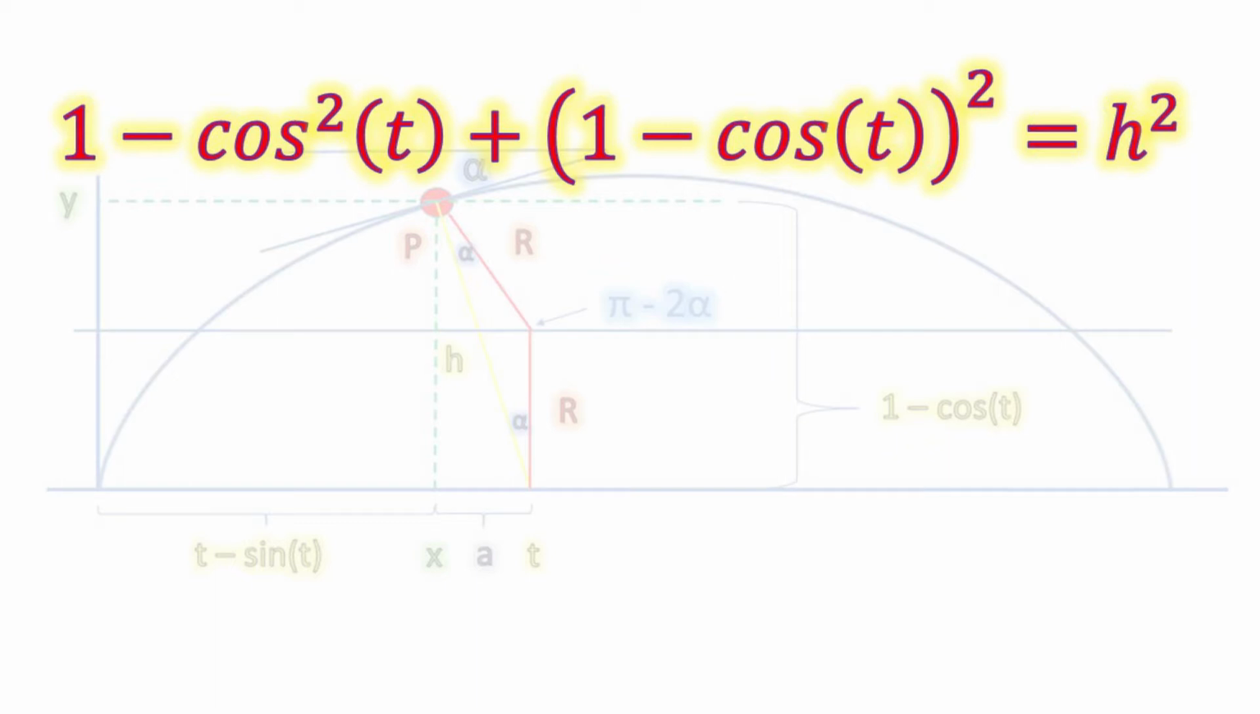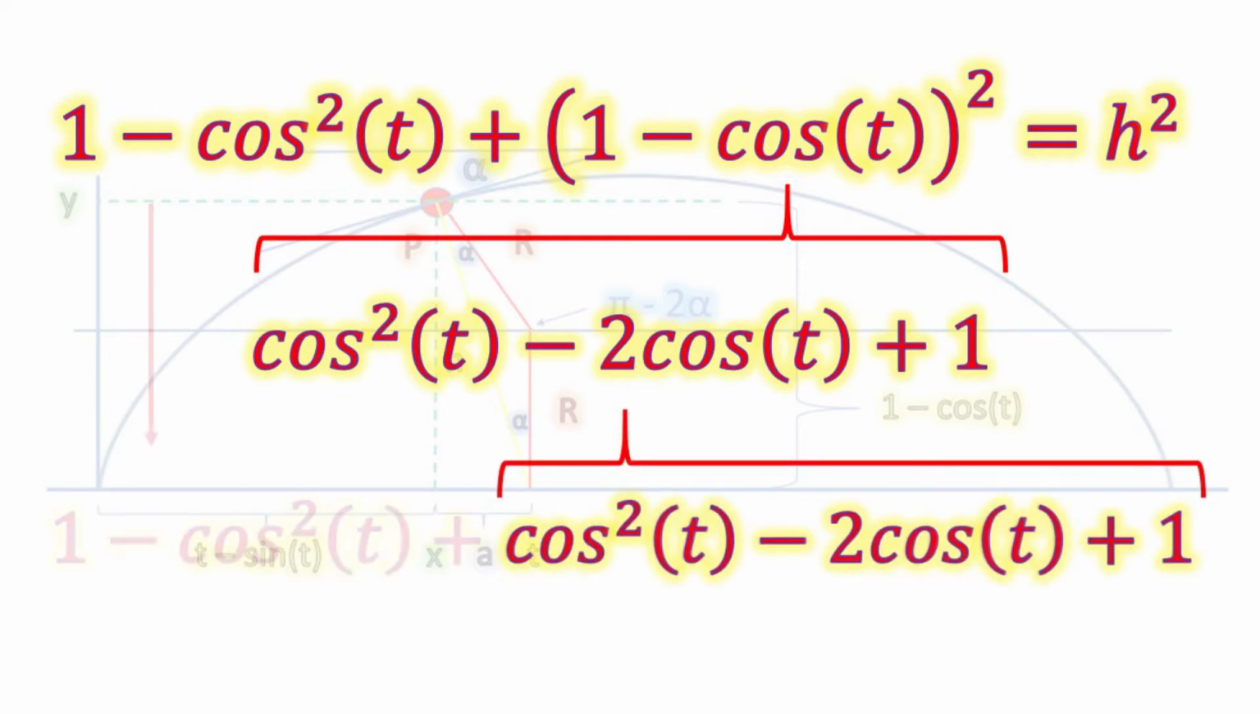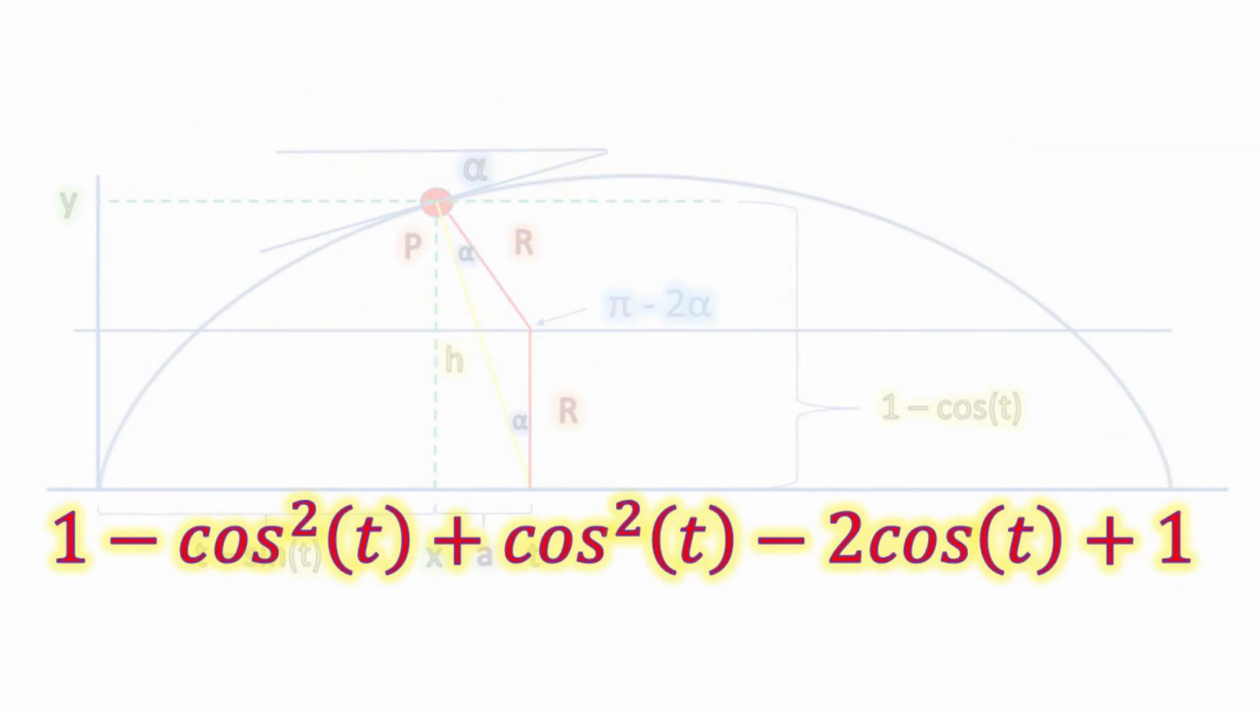At the end of the day, when you do all your FOIL, first, inside, outside, last stuff, you wind up with cosine squared t minus 2 cosine t plus 1. Now I'm going to move that down and over. I'm going to bring down my 1 minus cosine squared t. And now I have 1 minus cosine squared t plus cosine squared t minus 2 cosine t plus 1.